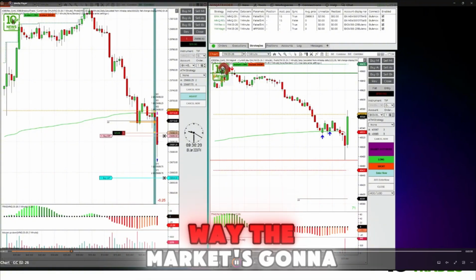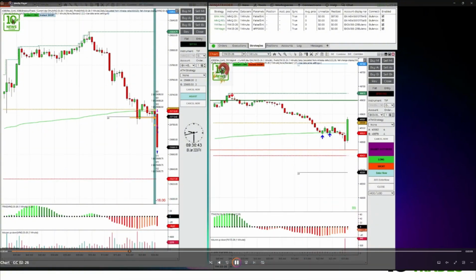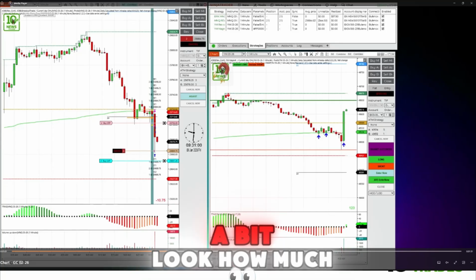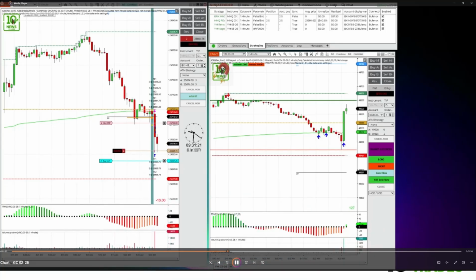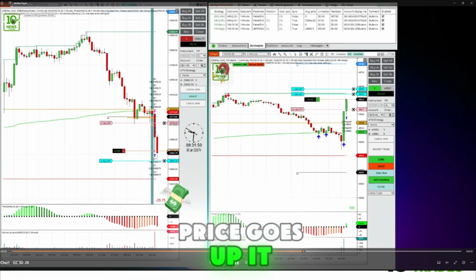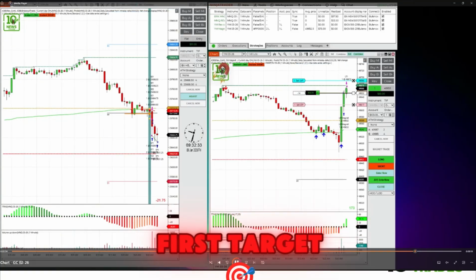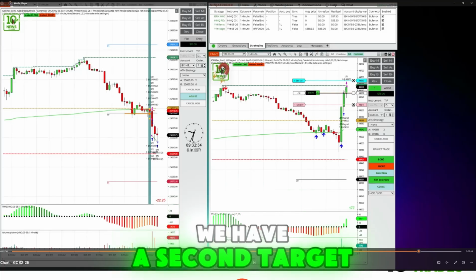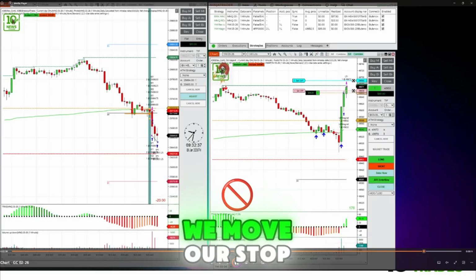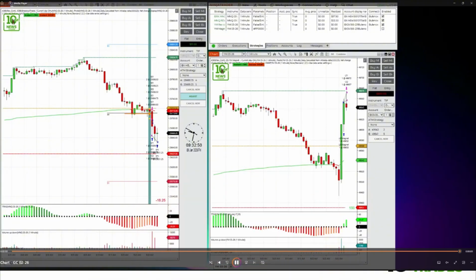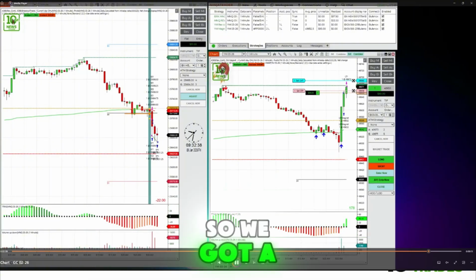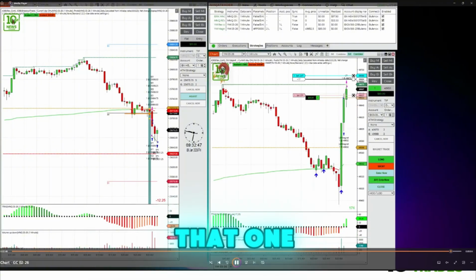I don't know which way the market's going to go when it opens. It usually moves quite a bit. Look how much it moved. Price goes up, it bursts up, and it shoots through our first target. We have a second target. We move our stop to safety, and the price pulled back. So we got a target and a half on that one.